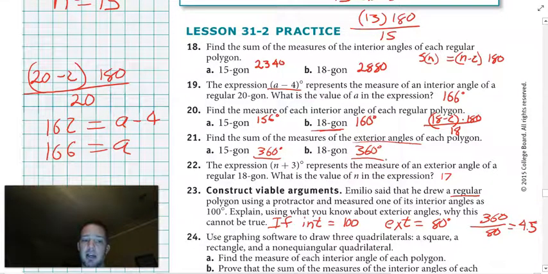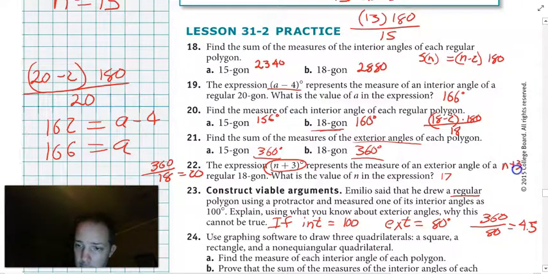On 22, it's kind of the same thing we did for interior, but we're doing it for the exterior. It says the expression n plus 3 represents the measure of an exterior angle of a regular 18-gon. What is the value of n in the expression? Well, 360 divided by 18, because we're looking at the exterior angles, equals 20. So each exterior angle on an 18-gon has to be 20. So if this represents each exterior angle, we set those equal. So n plus 3 has to equal 20. Subtract 3 from both sides, n has to equal 17, which is where the 17 came from on that one.